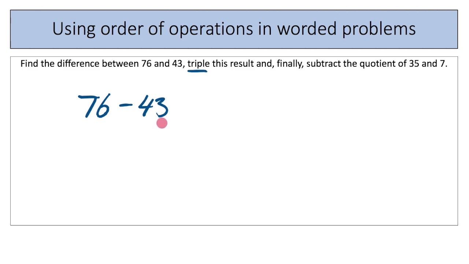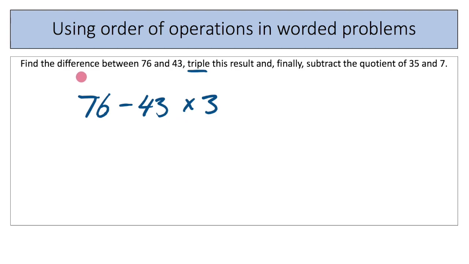Now, let me show you where I think most people would make a mistake with this type of question. They would get the first bit correct, and then they would say, well, now I need to triple that result, so I'm going to times it by 3. Now, is this correct? It is not correct. Why isn't this correct? Because according to my order of operations, according to BIDMAS, I do my multiplication first, then I do my subtraction. So what this is telling me is first do 43 times 3, which would be 129, and then go 76 minus 129.